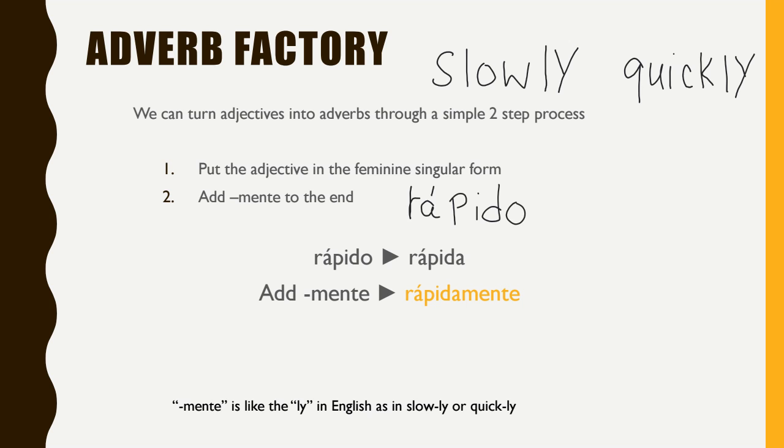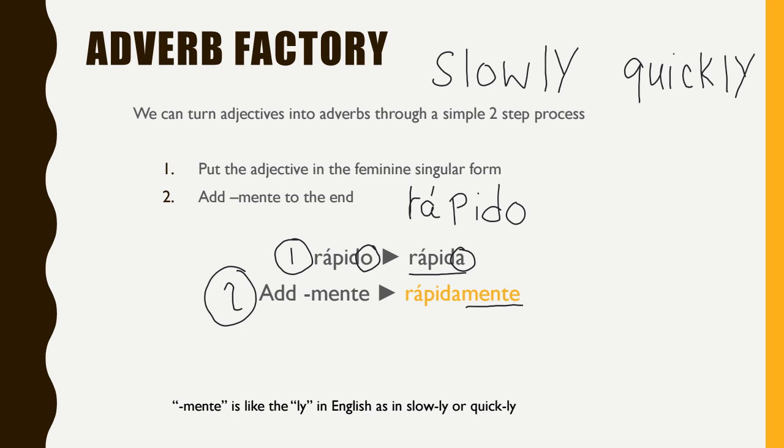All right. So you can see here the first step, we take rápido and we put it in the feminine singular form. All that means is that we change that O to an A, all right? So just change the O to an A and you'll be in the feminine singular form. The second step is just add mente, all right? So you can see I added mente onto the end here.